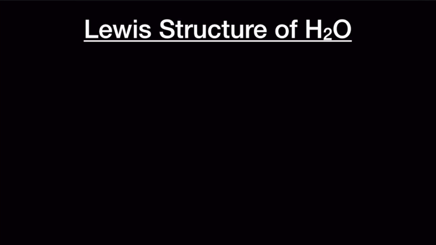Hello everyone, let's draw the Lewis structure of water, that is H2O. To draw the Lewis structure of a molecule, we need to know the total number of valence electrons in the molecule. For hydrogen, the atomic number is 1 and therefore the electronic configuration is 1s1. This means that we have only one valence electron in hydrogen.